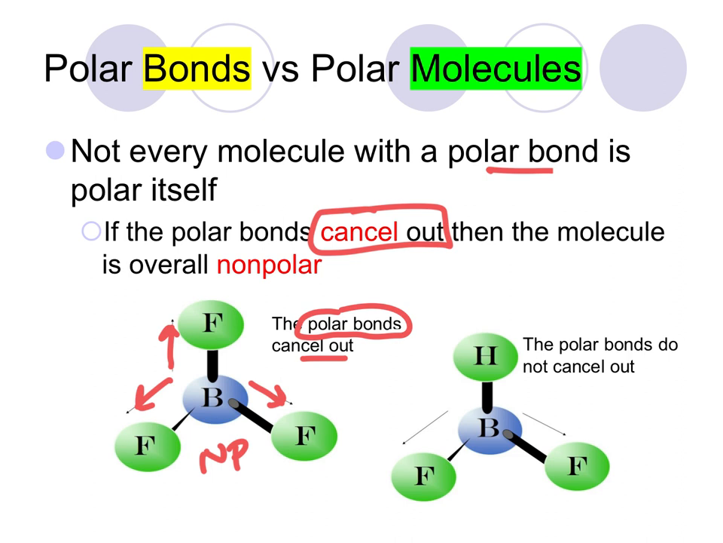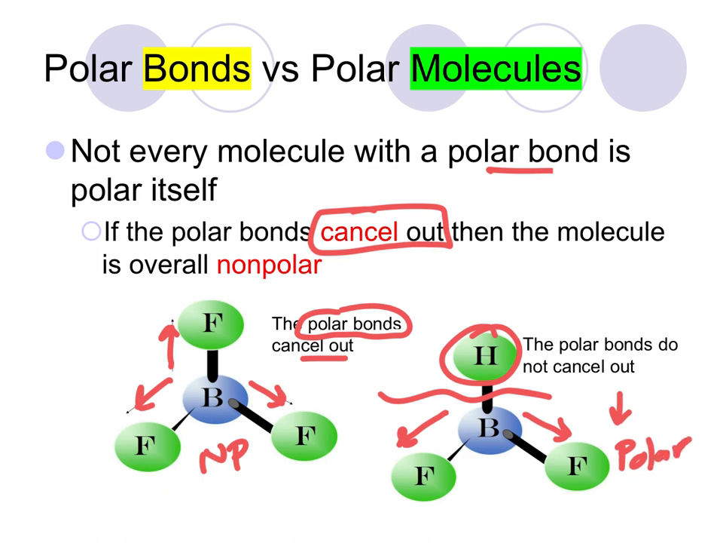But now let's consider if we replace one of those fluorines with a hydrogen. It turns out the boron-hydrogen bond is not polar. And now I have this unevenness in the molecule. The whole molecule, I like to say, tilts in one direction. And this is now a polar molecule because all of those polar bonds do not cancel out. So it gets detail-y once we move past the shape and have to start considering the individual bonds and how that affects the overall appearance.